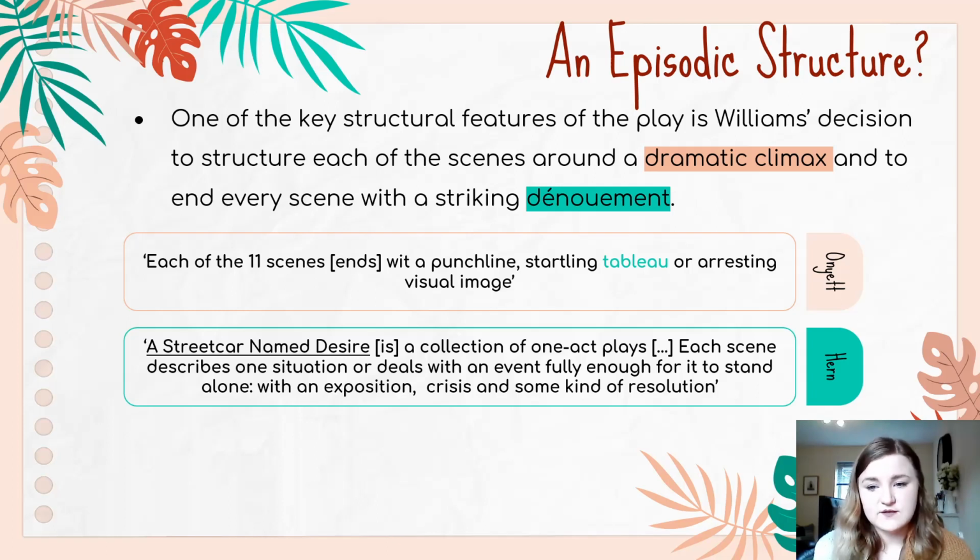And I've got two critics on this slide that you're going to be looking at shortly. We have Jenkins here saying that each of the 11 scenes ends with a punchline, a startling tableau, or arresting visual image. And we have Hearn as well here saying A Streetcar Named Desire is a collection of one-act plays. Each scene describes one situation or deals with an event fully enough for it to stand alone, with an exposition, crisis, and some kind of resolution.